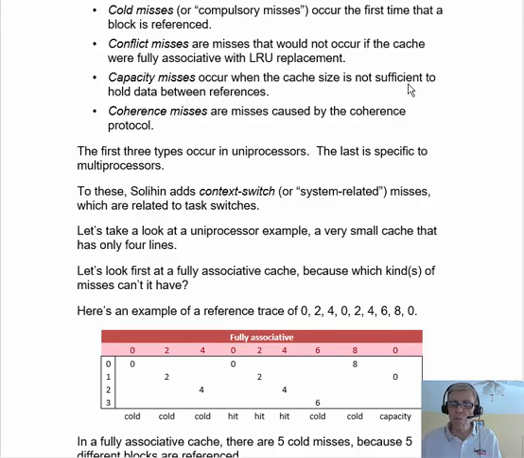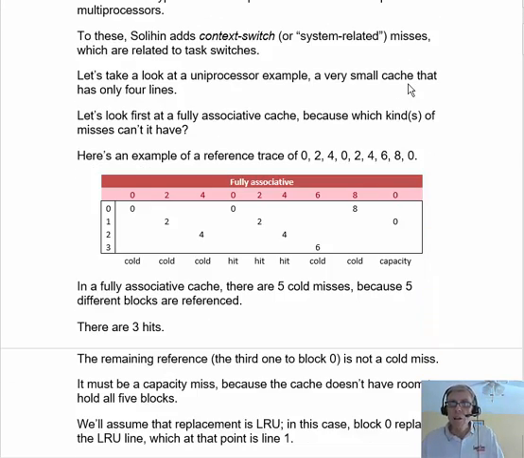So our reference trace goes 0 2 4 0 2 4 6 8 0. Now, when the first 3 blocks are referenced, 0, 2, and 4, that's the first time that any of them have been referenced, so those are all cold misses. Then when block 0 is referenced the second time, well, in this organization anyway, it's a hit. And so that's the first hit. 2 and 4 are referenced immediately thereafter. They hit in the cache as well.